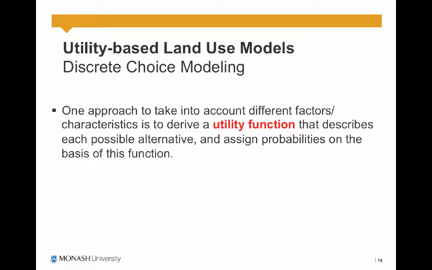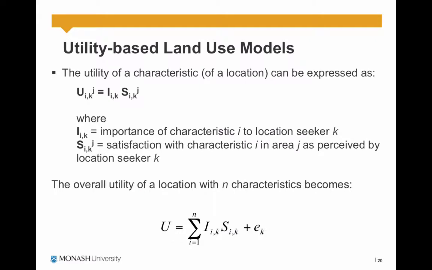Other types of land use models are utility-based or discrete choice modeling-based land use models, which take into account different factors and characteristics to derive a utility function that describes possible alternatives and assign probabilities on the basis of this function. This is very similar to the discrete choice modeling topic we discussed before, the mode choice, the route choice. Here in the land use modeling perspective, we estimate different utility-based discrete choice models for residential choice models or employment choice models. So you define a utility function.